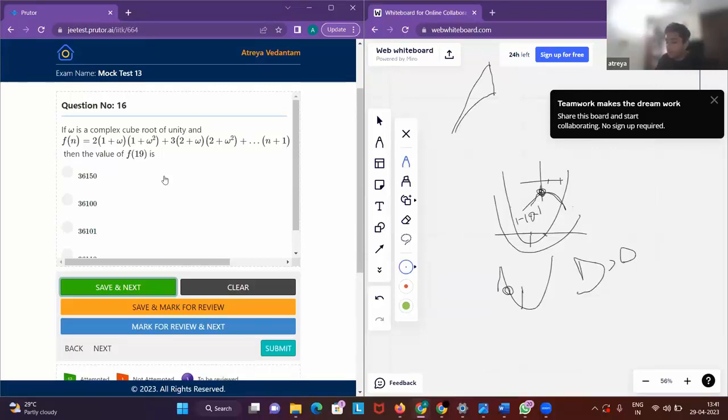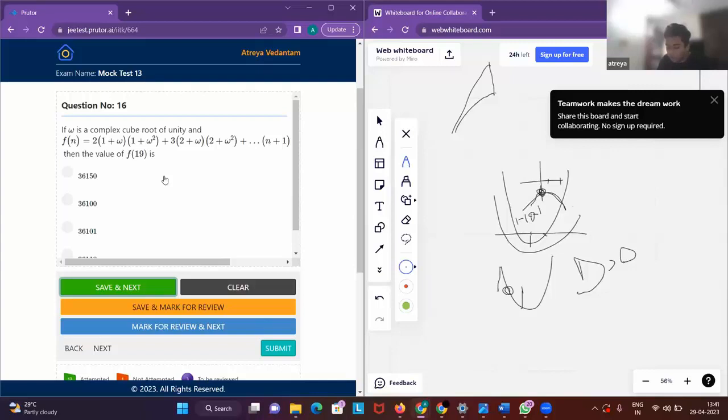Oh yeah. So basically we are summing n cubed plus 1 from 1 to 19. So clearly the answer is n into n plus 1 by 2, the whole square, right? So 19 into 20 by 2, the whole square, plus 19 is the answer. 19 into 10, so 190. So what is 19 squared?